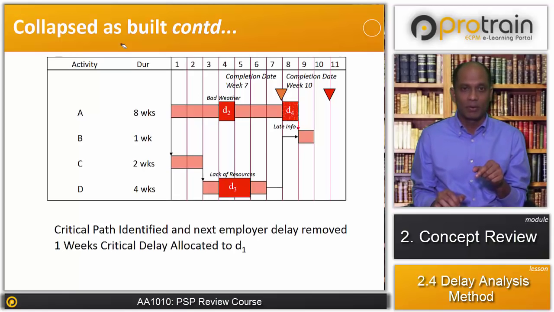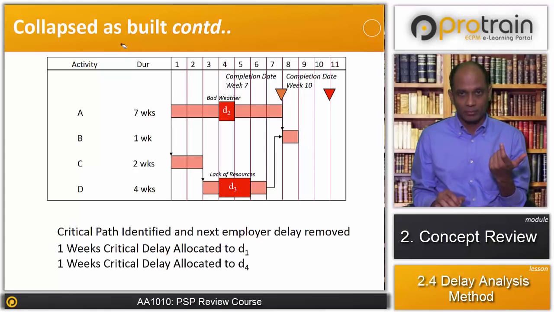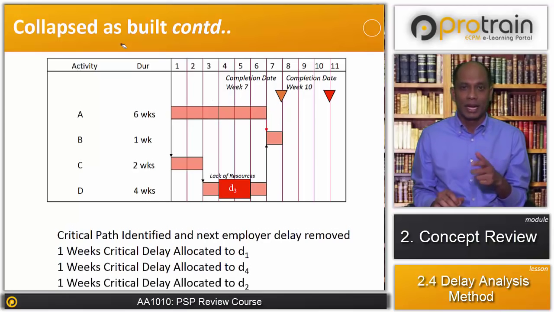Then next step, what we are going to do? We are going to remove the second delay. When we remove the second delay, we find that 1 week of critical delay is allocated to delay event number D4, that is an employer's delay. Then we remove one more delay, and we find that the 1 week critical delay is allocated to delay event number D2.